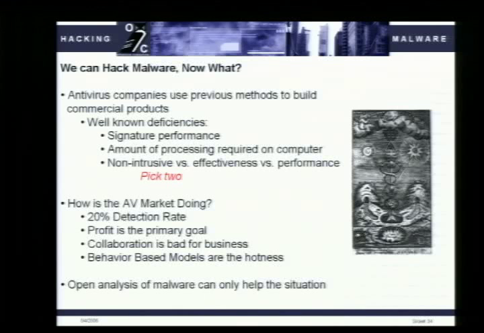This 20% detection rate wasn't 20% of all the malware that was detected. It was each AV company detected a different 20%. So if they combined, then they would get more, 60, 80%. And again, the behavior-based models are the new hotness, but if you start doing that, then you get into more performance problems. So what we say is that open analysis of malware and open sharing can only help the situation.